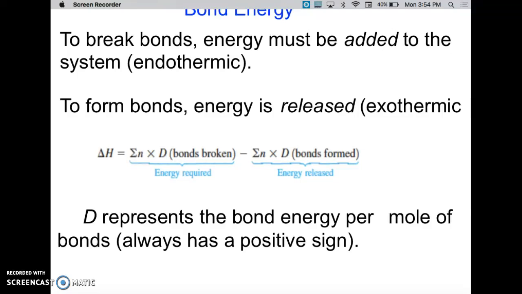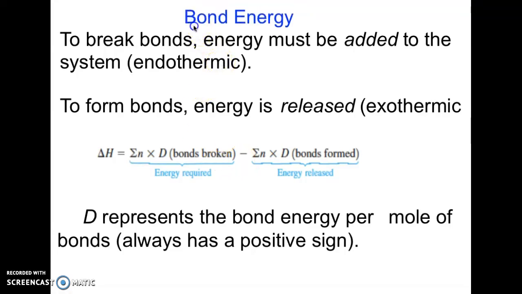Okay, AP Chemistry students, this is just a brief presentation about bond energy. You already went through a POGIL understanding energy associated with lattice energy, which would be ionic compounds. This web video is going to be a brief video about bond energy related to covalent compounds or molecules.